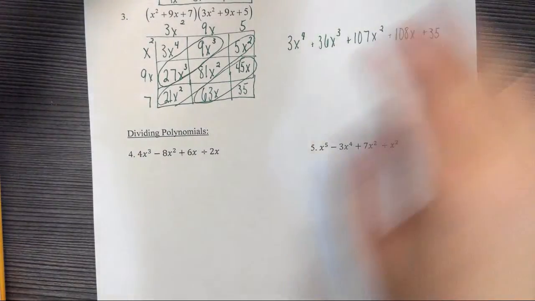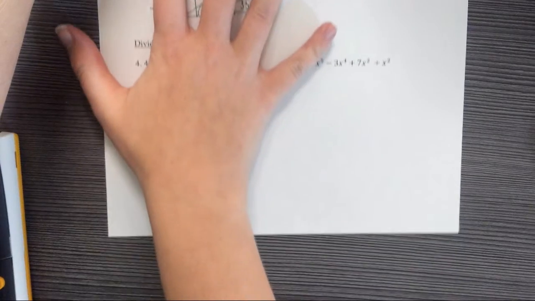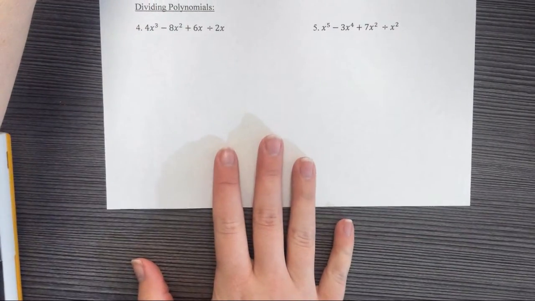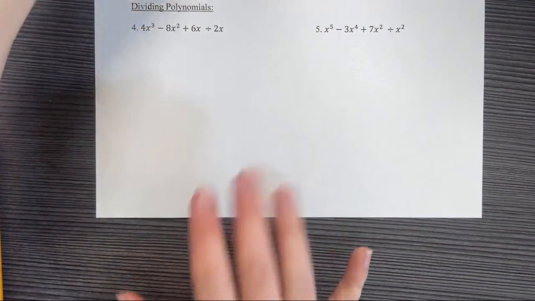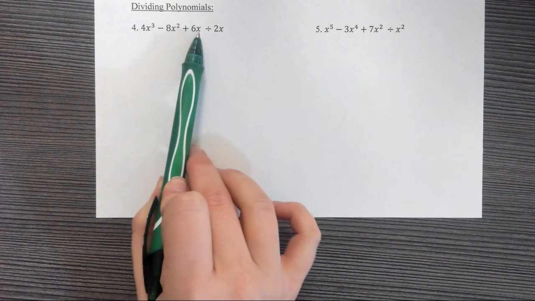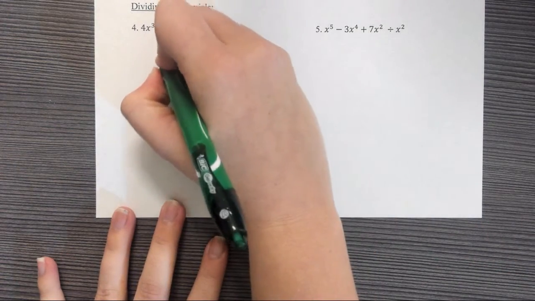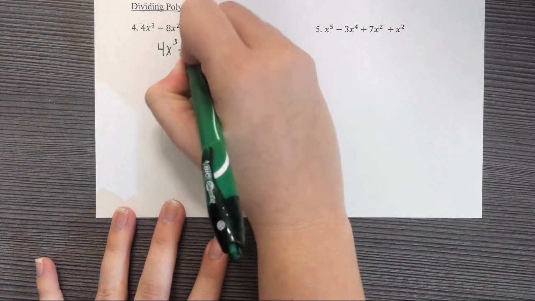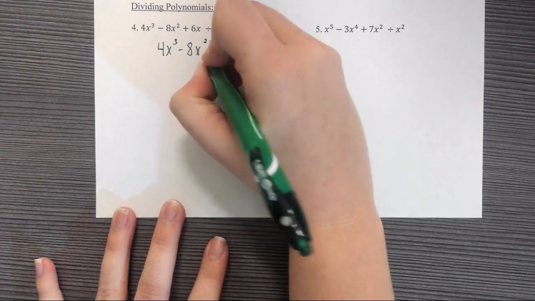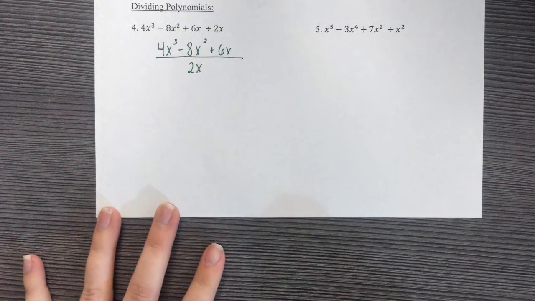Okay, the last little bit is dividing. We're dividing by a single term, so it should be pretty straightforward. So if we have 4x cubed minus 8x squared plus 6x, I'm going to divide that by 2x. I'm going to rewrite this as a fraction because I believe it's easier to see. I know y'all hate fractions. This is actually going to be a lot easier for you to visually see how this works.